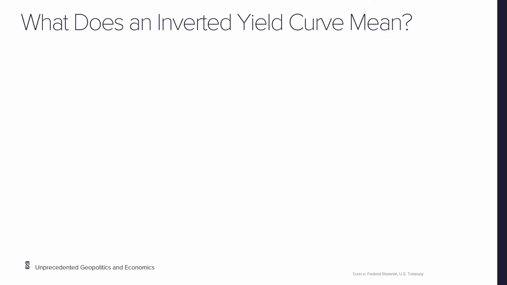But why do investors care so much? Why has it been in the news? Well, historically, an inverted yield curve has been a predictor of recessions. Specifically, the interest rate on U.S. longer-term government debt, such as a 10-year bond, has been less than the interest rate on shorter-term U.S. government debt, such as a 3-month T-bill, in every recession over the past 50 years.